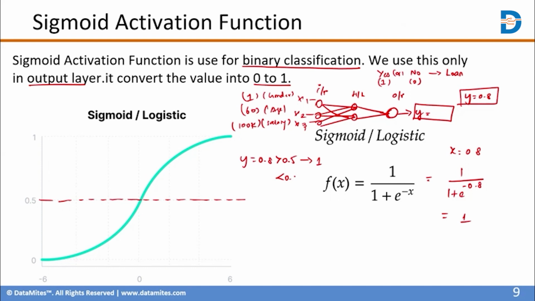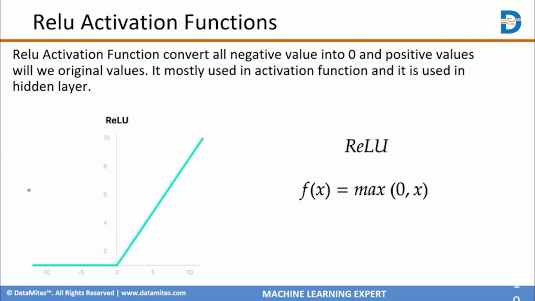If it is less than 0.5, the output will be 0. Since the value is 0.8, which is greater than 0.5, this implies that for this particular kind of input data, the loan would be approved for that person. This is how it decides. This is the purpose of the sigmoid function. This is basically applied in our output layers.